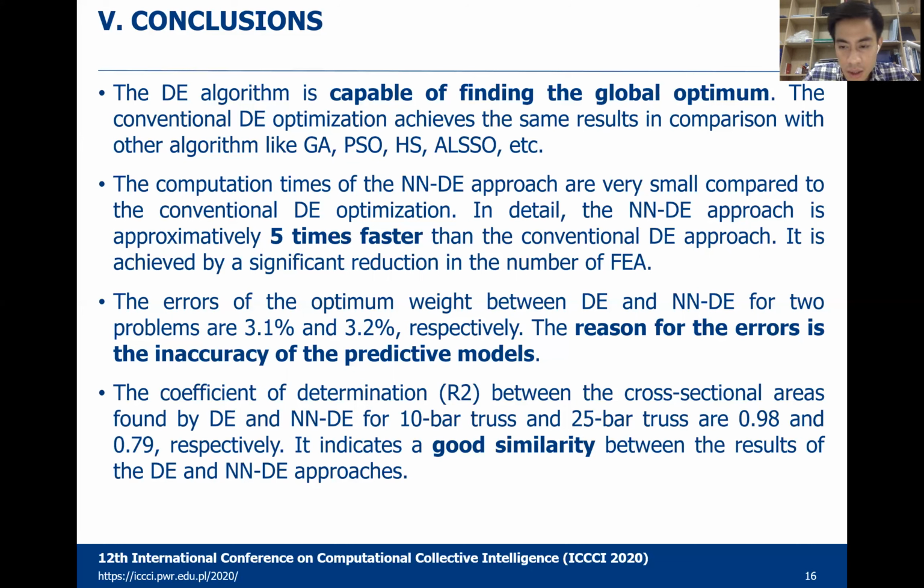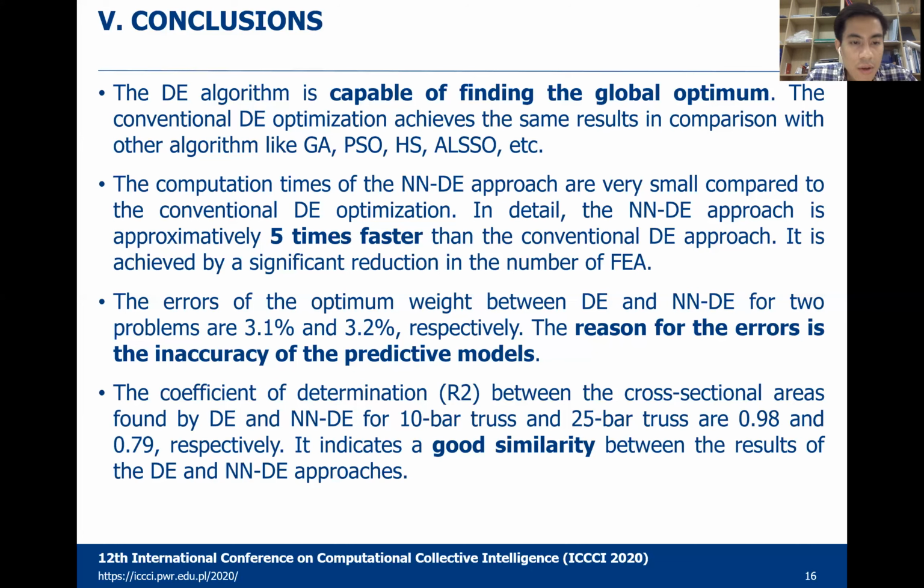Secondly, the computation time of the neural network-based differential evolution is very small compared with the conventional differential evolution. In detail, the NNDE is approximately 5 times faster than DE. It is achieved by a significant reduction in the number of finite element analyses.